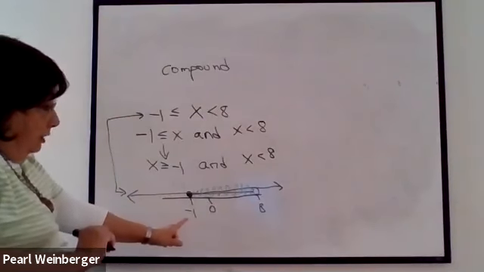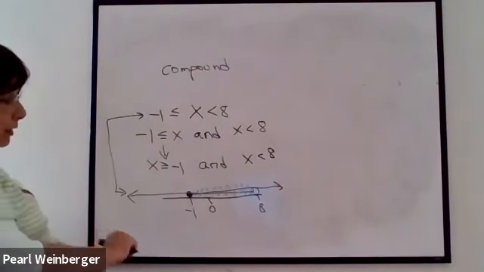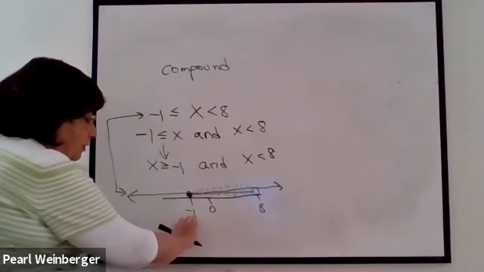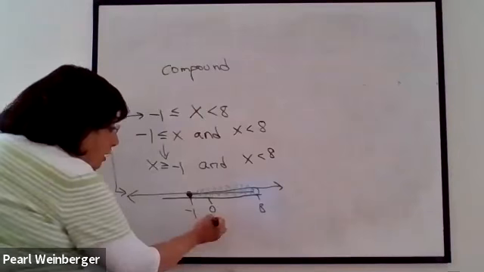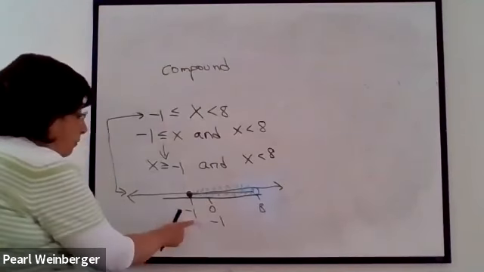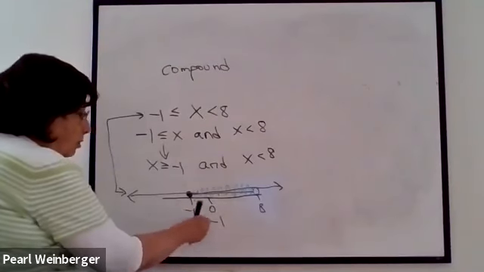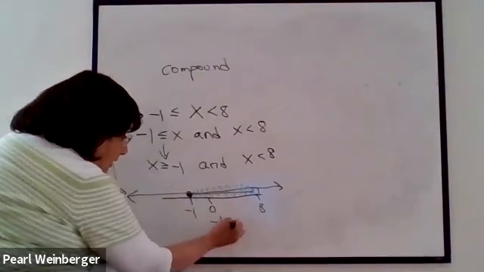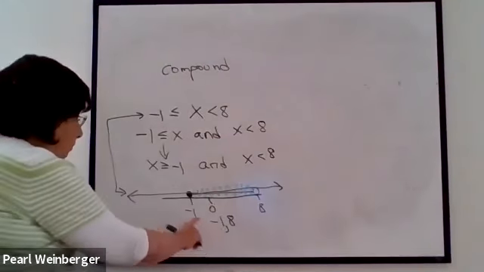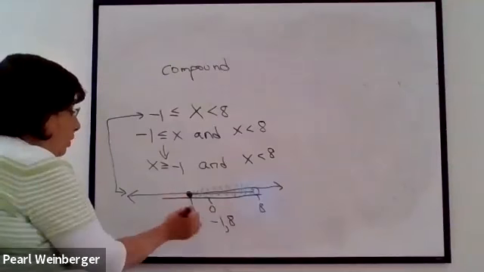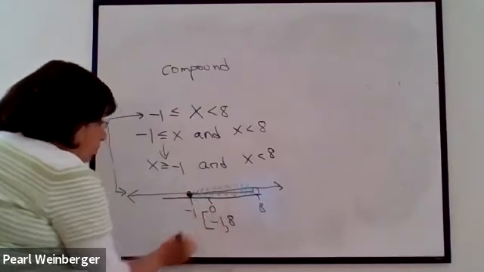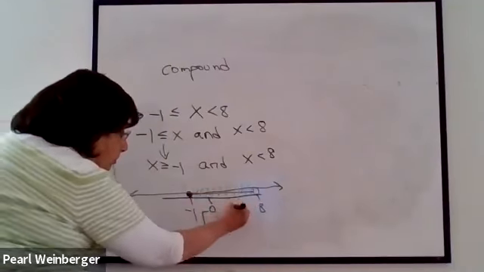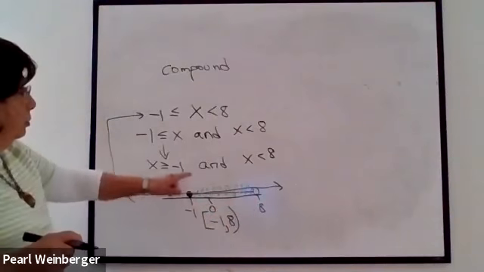In interval notation, it's even easier to write. Remember, when we write interval notation, we write the smaller number on the left side, which in this case is -1. That's the start of the interval. The end of the interval, the number on the right, is the 8. So I just put in the numbers. Since at the -1 we had a filled-in circle, we make it a bracket. But at the 8 we only had an open circle, so that's a parenthesis.